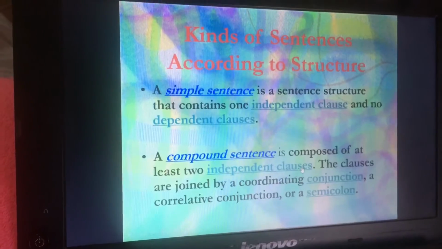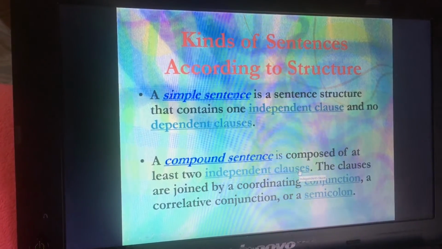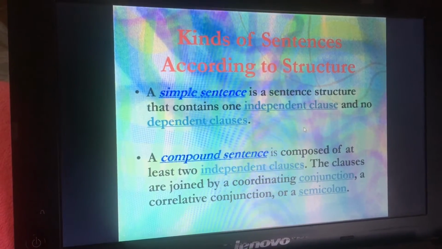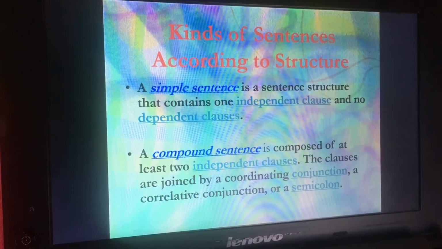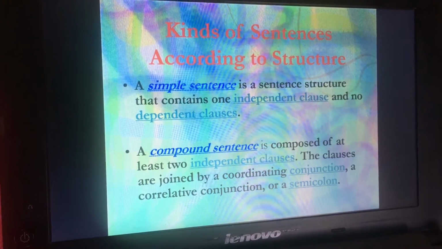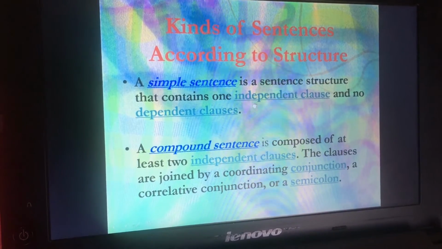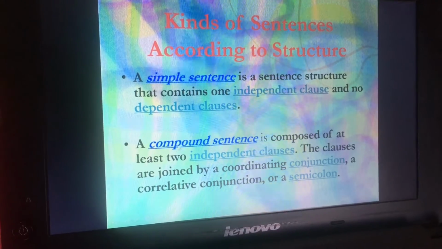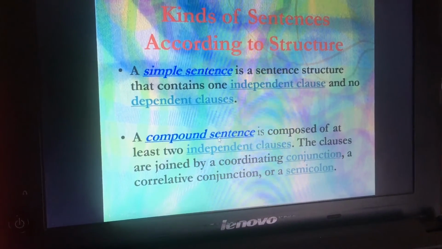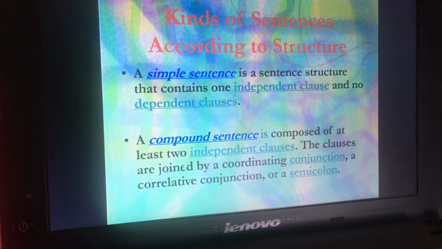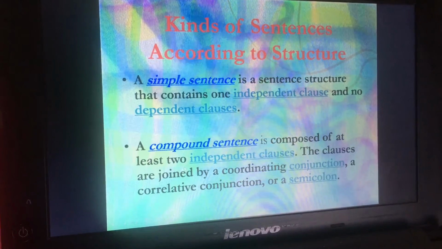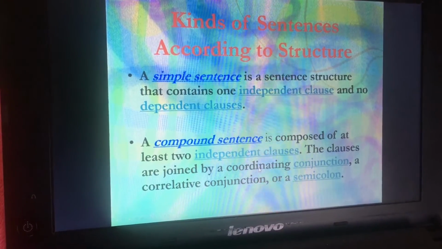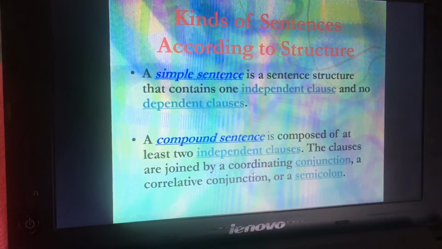Now, the last part in this presentation is talking about simple, compound, and complex sentences. This is just like a revision. A simple sentence contains one independent clause and no dependent clauses, which expresses only one idea. Now, the compound sentence, on the other hand, is composed of at least two, they can be more than two, independent clauses. They are joined by a coordinating conjunction, correlative conjunction, or a semicolon.